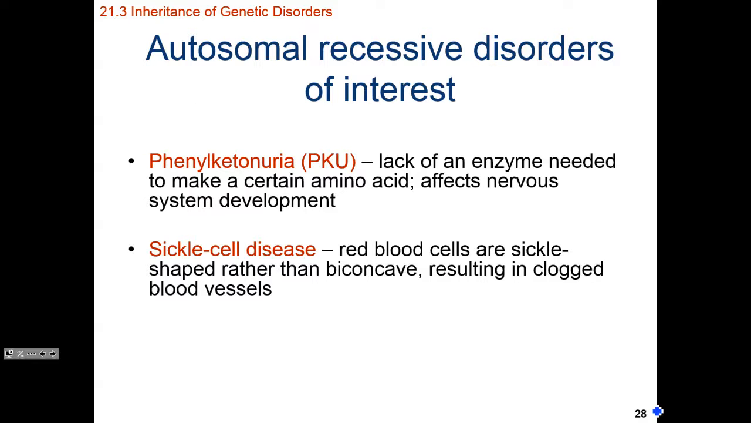If someone has PKU, phenylketonuria, they lack a specific enzyme that helps them to process or metabolize an amino acid. And because they cannot process or metabolize that amino acid, their nervous system development is impaired. Sickle cell anemia is an autosomal recessive disorder that causes the red blood cells to be deformed, and instead of having that nice biconcave shape, they're shaped like bananas or sickles and tend to clog the blood capillaries.